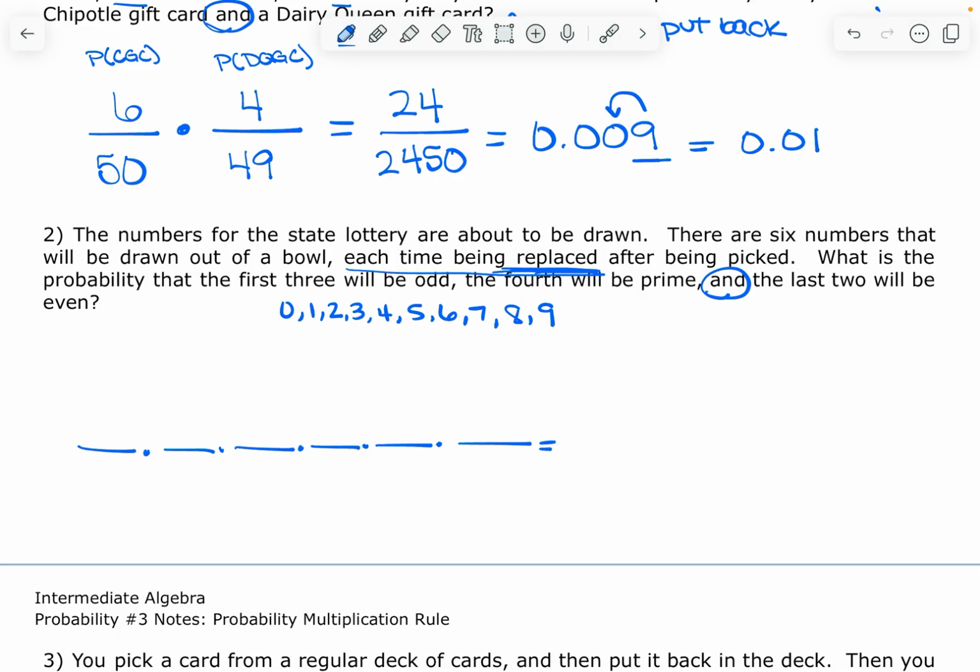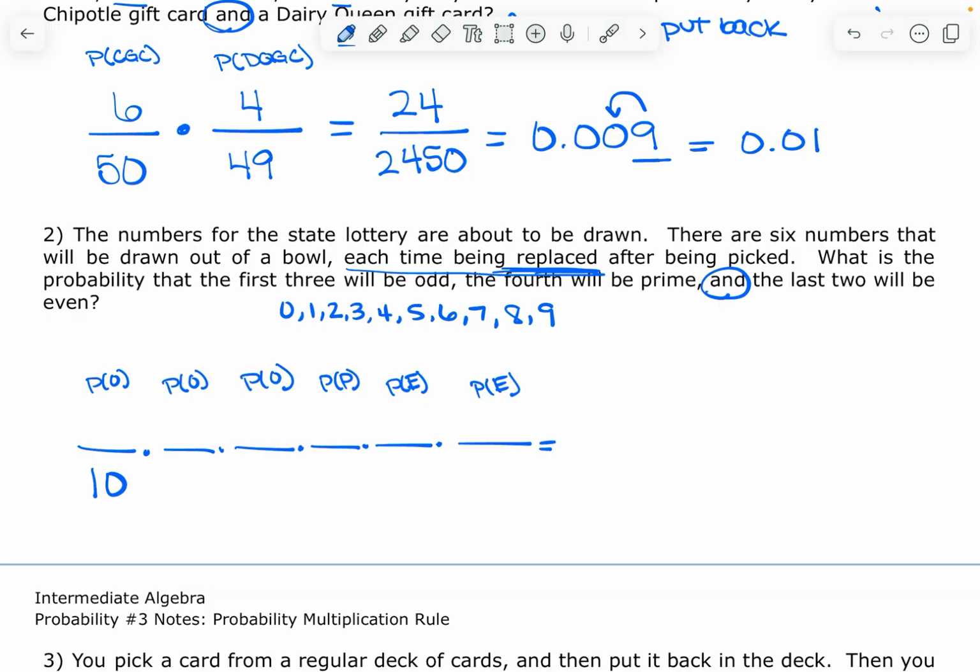Let's figure out what we're looking for. The first 3 are odd, so I need the probability of an odd, probability of an odd, probability of an odd. The fourth is going to be prime, so probability of a prime. And the last 2 will be even, so probability of an even, probability of an even. Okay, let's put our total on the bottom. So I have 0 through 9, which means I have 10 total.